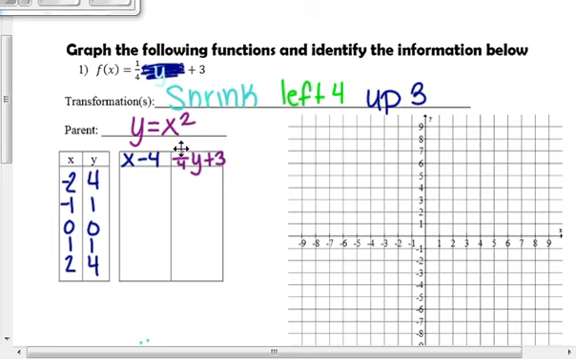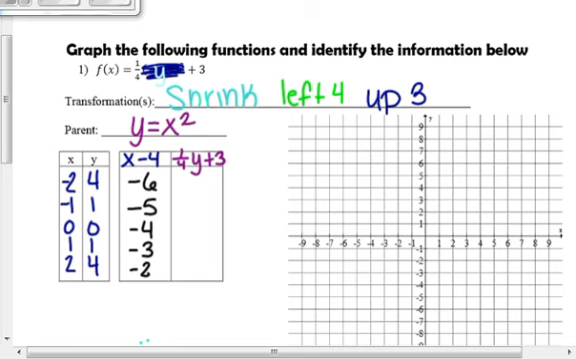Negative 2 minus 4 gives us negative 6. Negative 1 minus 4 gives us negative 5. 0 minus 4 is negative 4. Then we have negative 3 and negative 2. Since x is constant, it's going to go up or down by 1. We're going to go up by 1 every time.